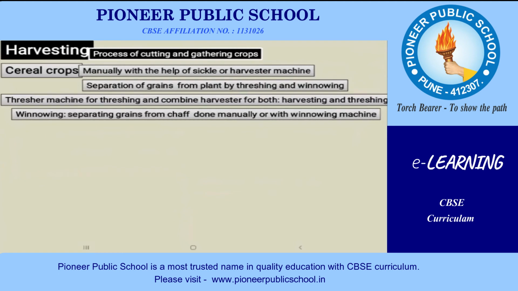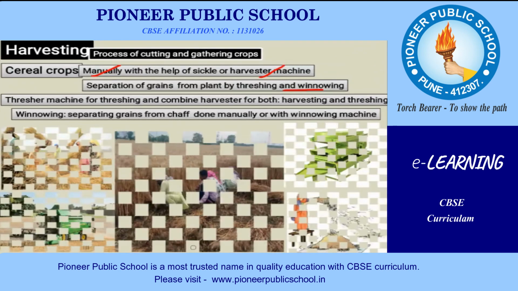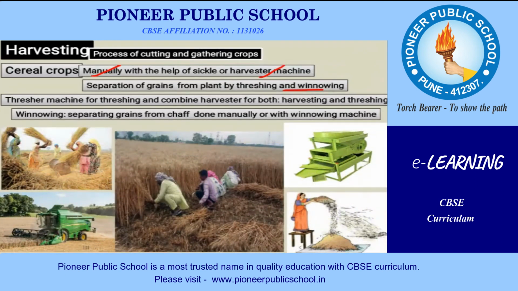First of all, we can do it with our hands, that is manually, with the help of a sickle, etc. Or we can use a harvester machine. Separation of grain from the plant is done by threshing and winnowing. Here, in this picture, you can see different methods. In this central picture, you can see the harvesting of crop with the help of a sickle. Here, you have a harvester machine, which in combination is doing cutting and harvesting or threshing of the plant.